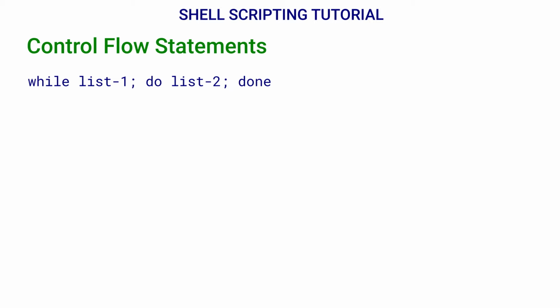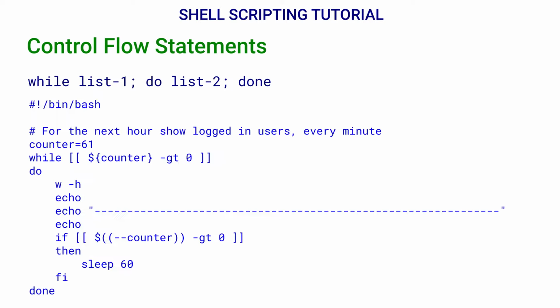The while command executes list 1. If the last command in list 1 has an exit status 0, list 2 is executed. This is repeated till the last command in list 1 returns a non-zero exit status. And we have an example here. List 1 is the conditional expression that returns 0 as long as counter is greater than 0. So when counter becomes 0, list 1 returns a non-zero exit status and the while command is over.